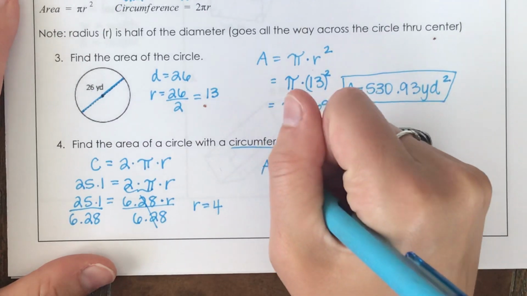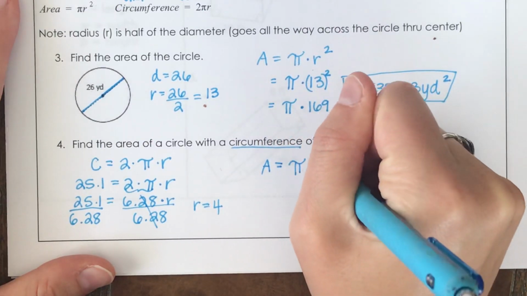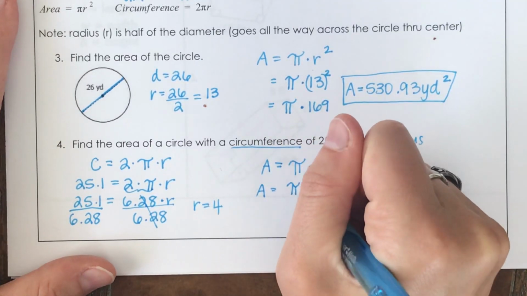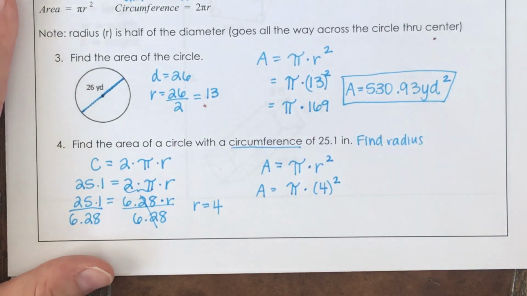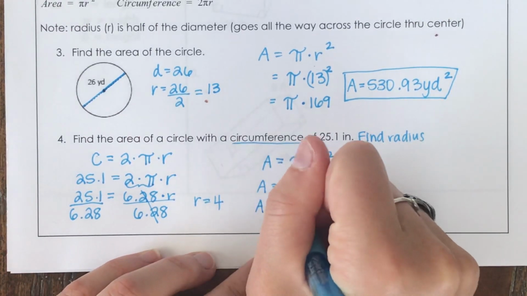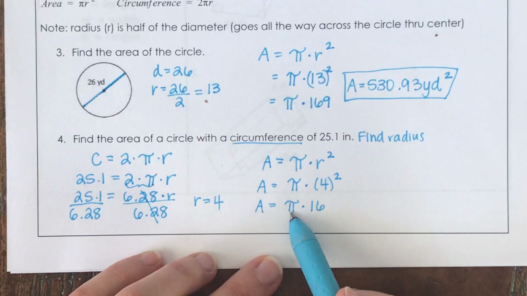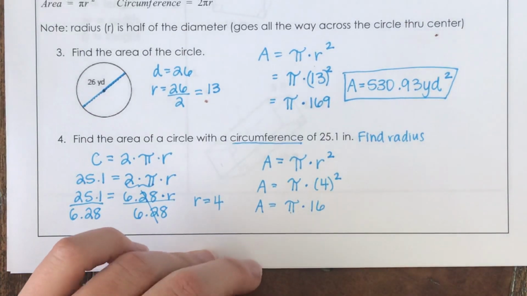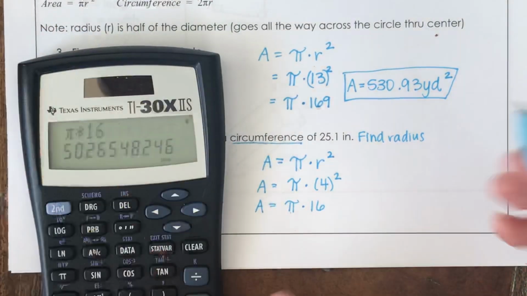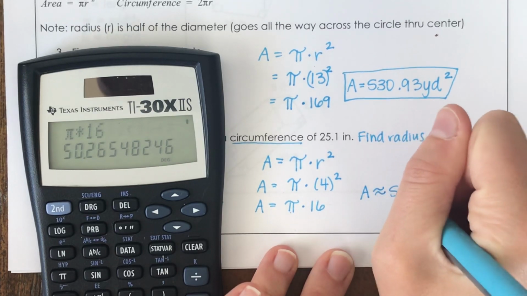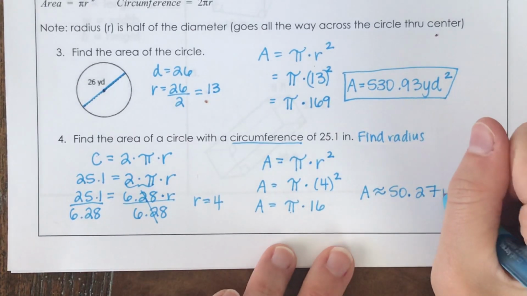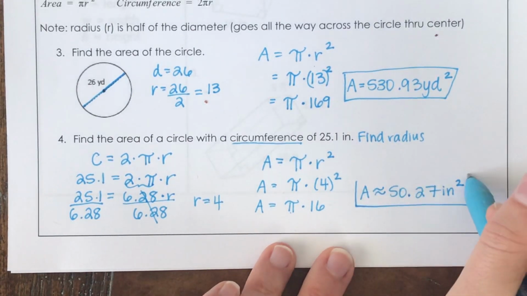So my area is equal to pi times radius squared. I'm going to plug in my radius. So I've got pi times 4 squared. And we're going to do order of operations, so I'm going to make sure to do 4 squared first, which gives me 16. And then in my calculator, I'm going to do pi times 16. Okay, so if we do pi times 16, we get about 50.27. We'll round it up. And it is in inches, and it's squared because it's area.